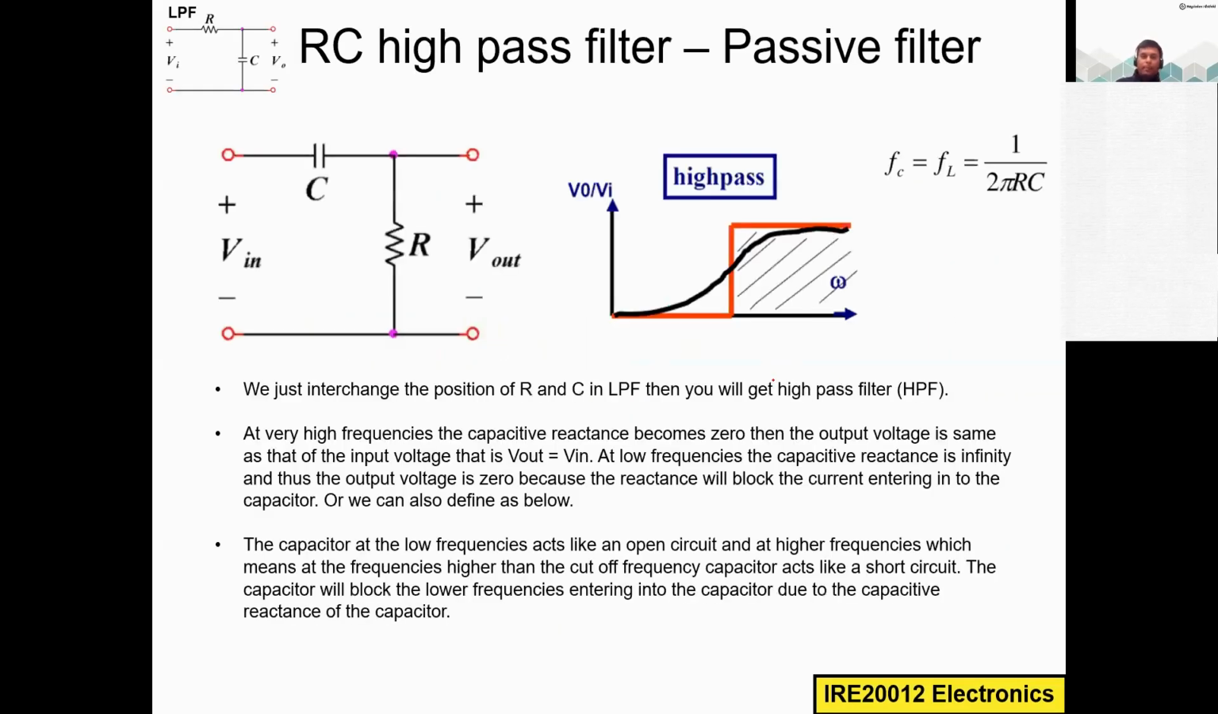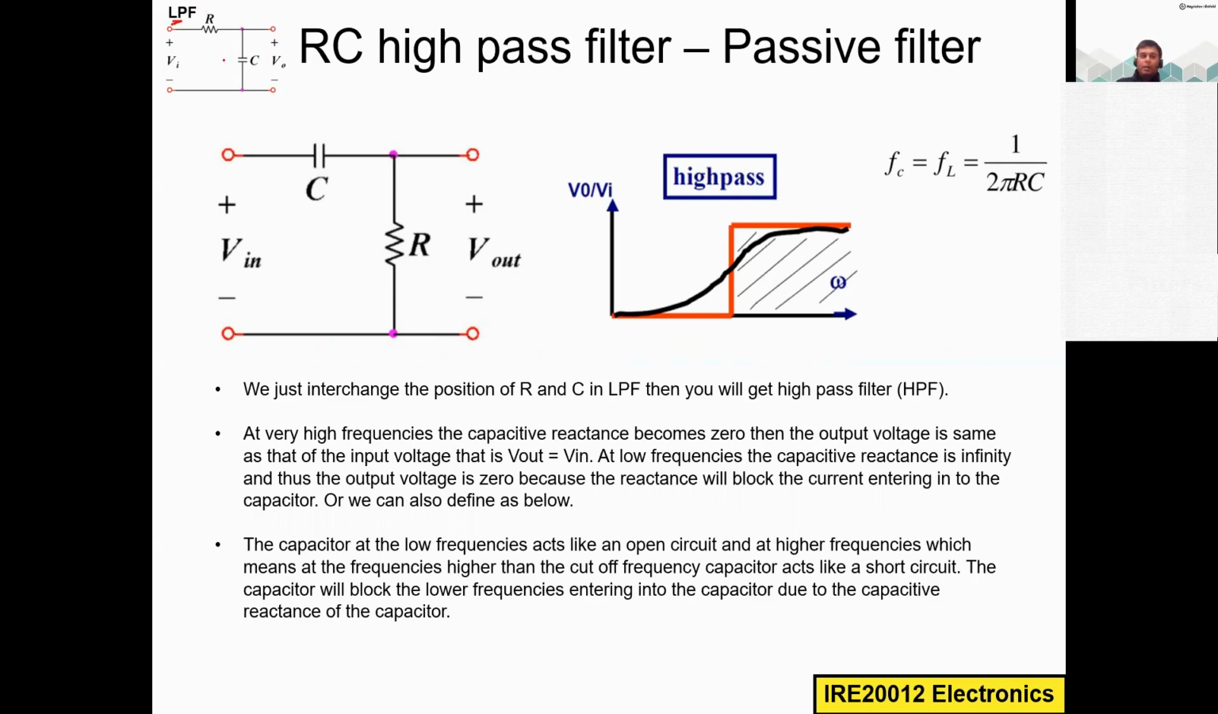So here, how can we design the RC high pass filter? You remember the LPF, low pass filter? The design is like this. The resistor is here, and then we put the capacitor and get the output across the capacitor. That is the low pass.